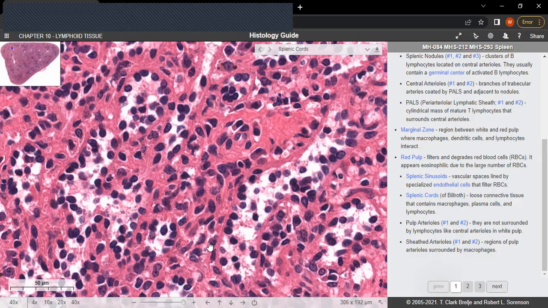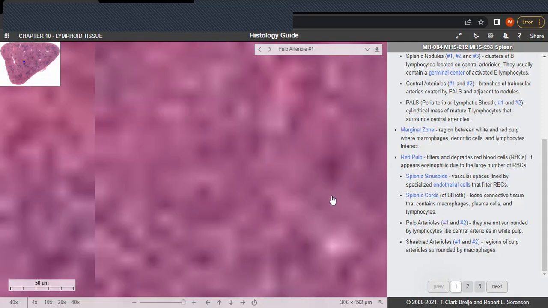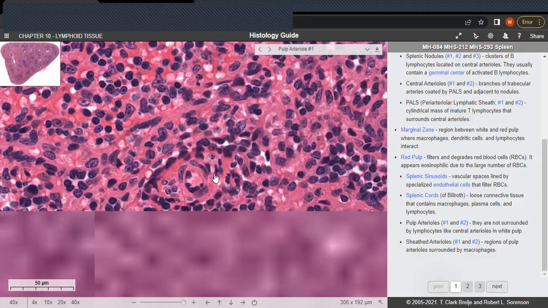Then, in a separate section, I will do the circulation within the red part. Today we are looking just at the histological organization. Remember, the central arterioles were surrounded by the periarterial lymphatic sheath, but these pulp arterioles are not. This is a pulp arteriole. You can see it is not surrounded by the T lymphocytes.